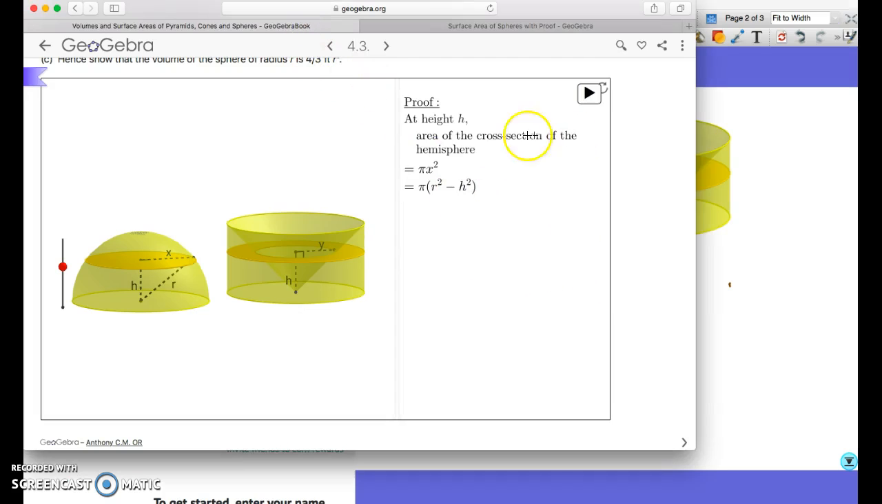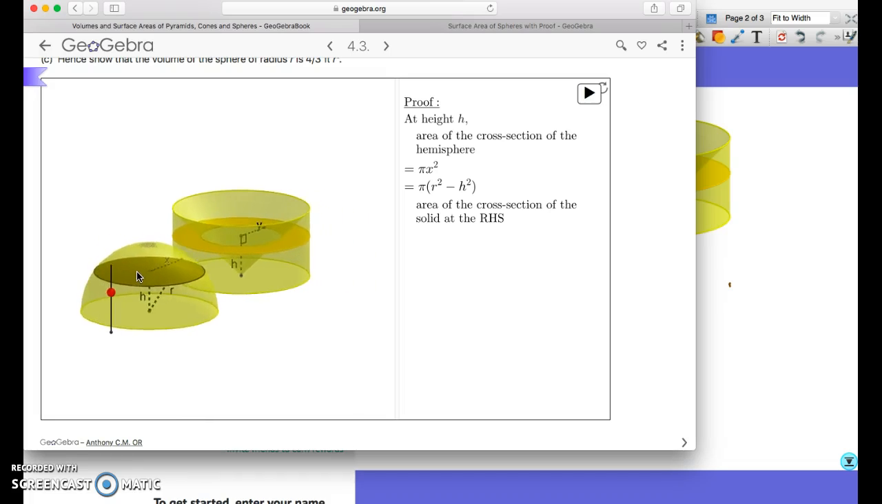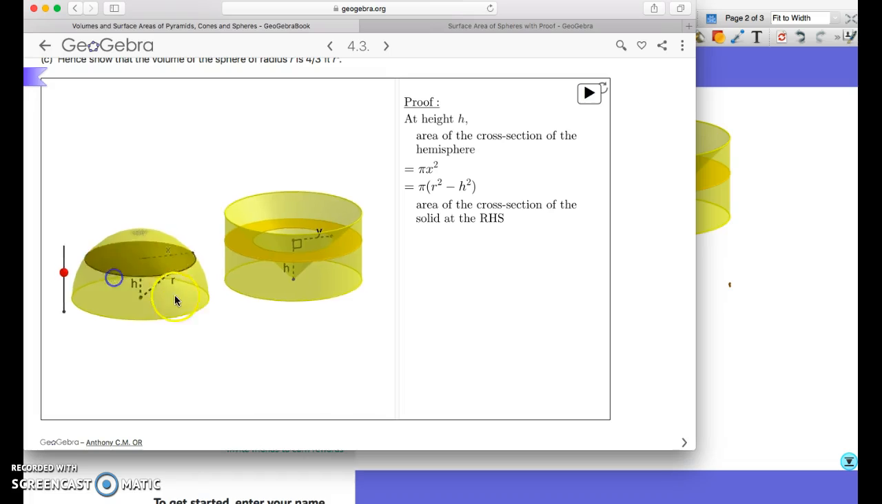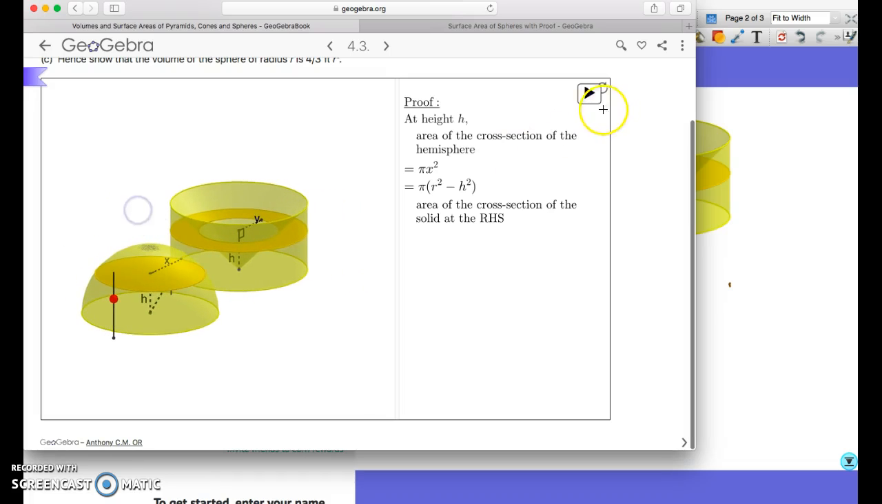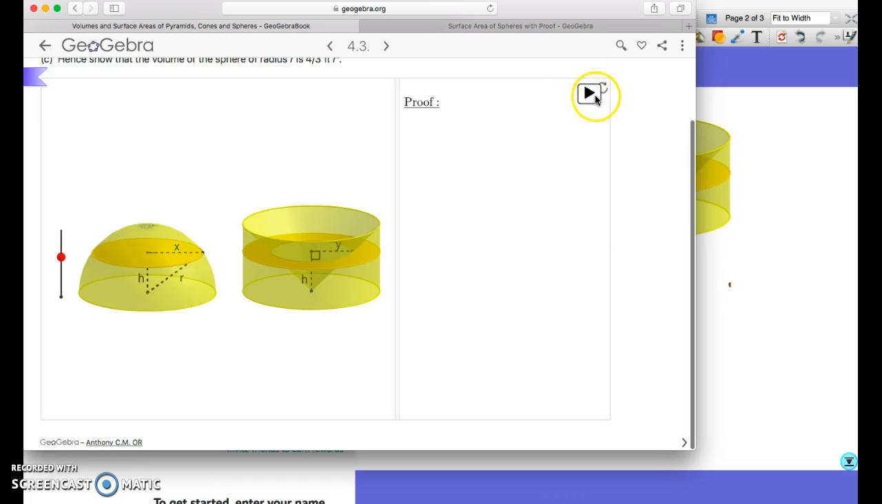Okay, so now we come back over here, and this pi times r squared minus h squared represents the area of this circle. Okay, so let me put that back, and I'm just going to reset that quickly and catch up over there.